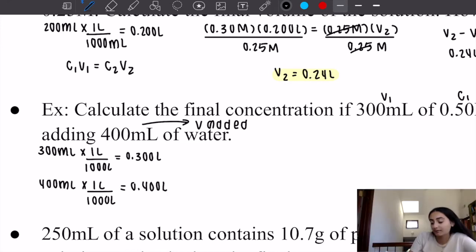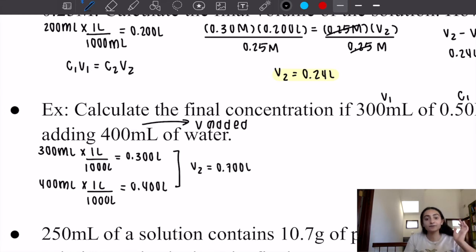Okay, so we have our initial and how much was added. If we bring our initial and how much was added together, we are going to get our final volume, which would be 0.700 liters. So now we have enough where we can solve for one variable.